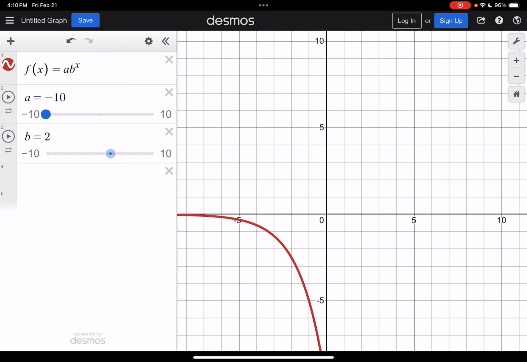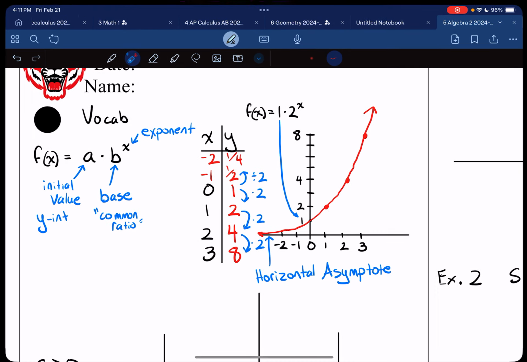And again, I can make it really, really steep by having a big negative number, or less steep by having a smaller negative number. But the difference between a positive and a negative is the only thing I really care about for A. Is A positive? Is A negative? Because if it's positive, it goes up. If it's negative, it stays down. So let's come back over here and let's add that to our notes.